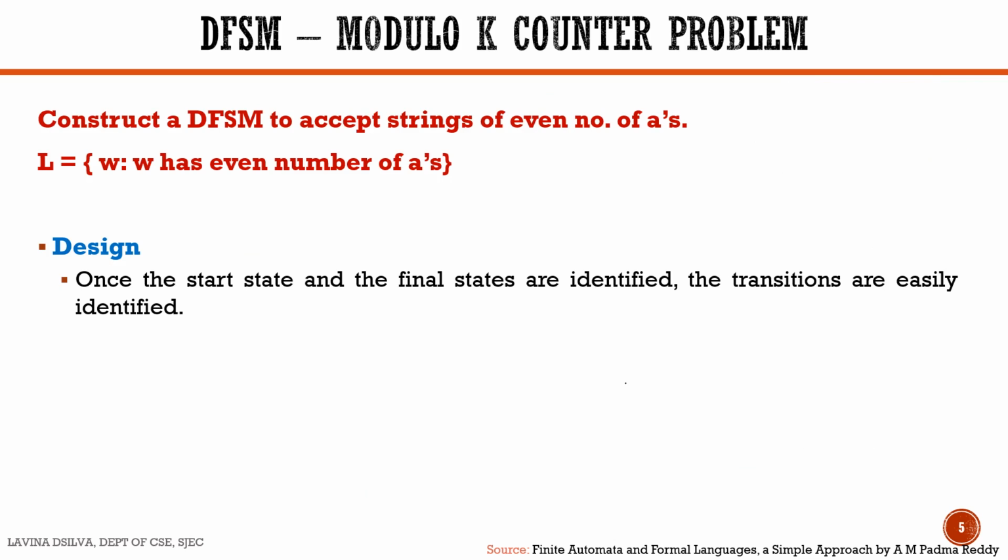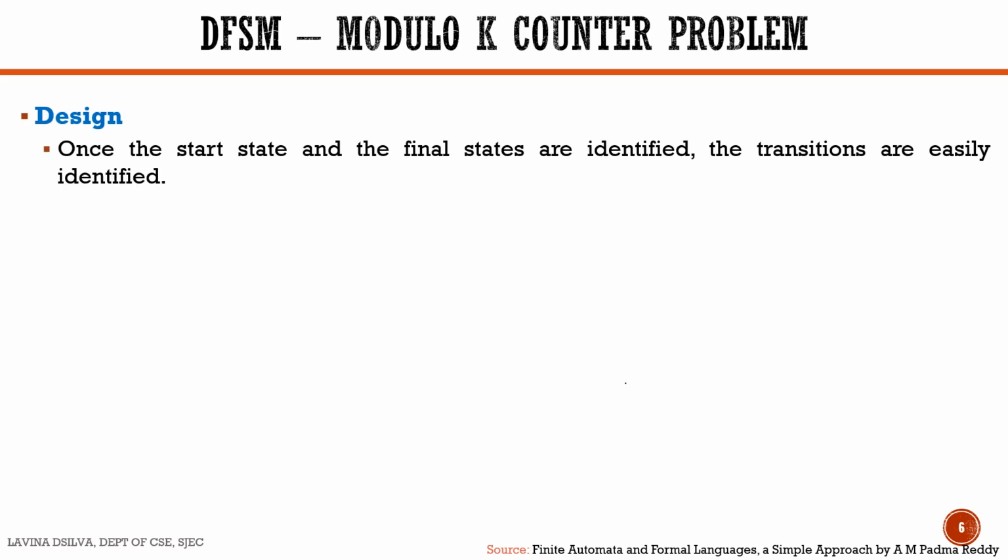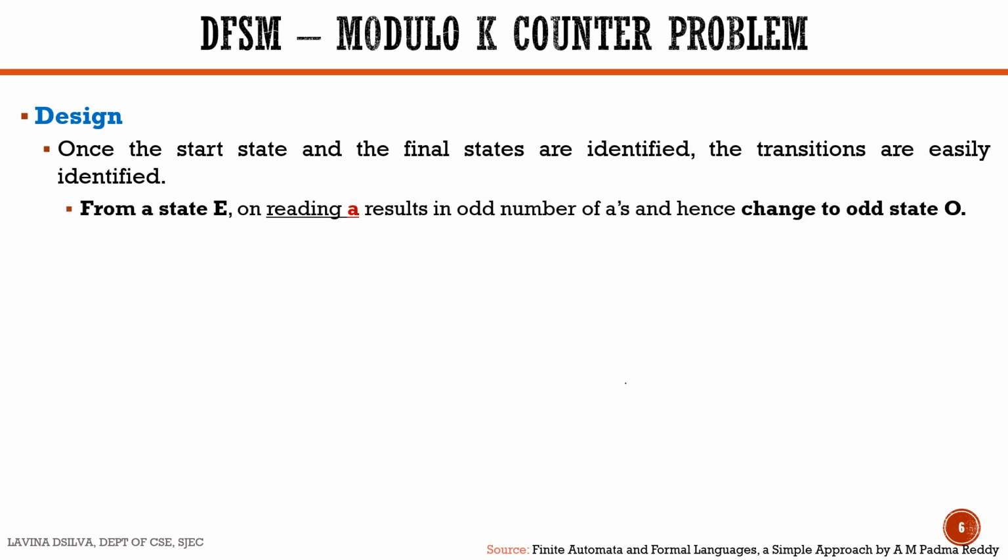Once we identify the start state and the final state, it is very easy to design the DFSM. Transitions are easily identified and we can go ahead with designing the DFSM. We know that once we have the start state and the final states, then it is easy to identify all the transitions. Let us consider the start state E.